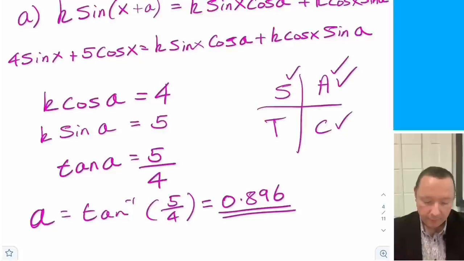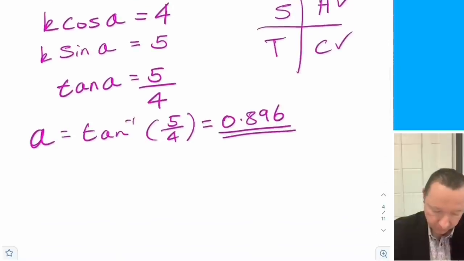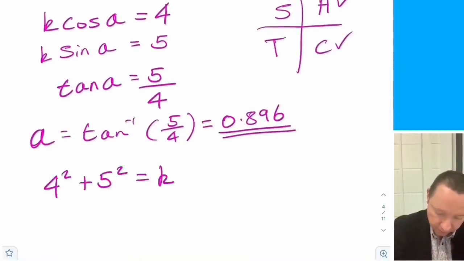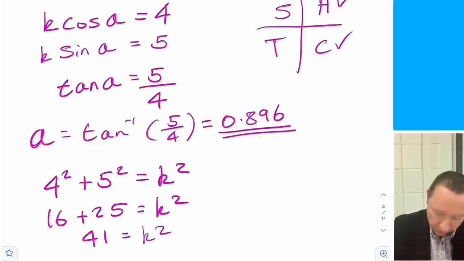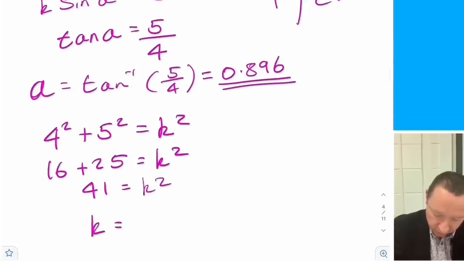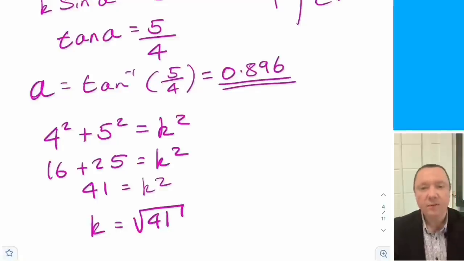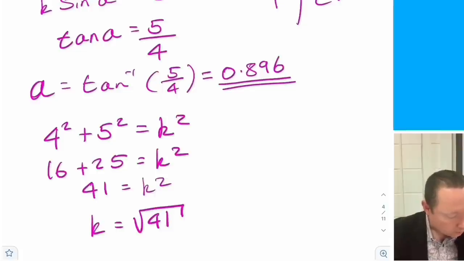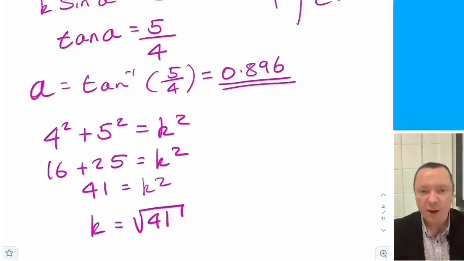Now we need to work out our K. But sine squared plus cos squared equals 1. So that means that 4 squared plus 5 squared equals k squared. 16 plus 25 is k squared. So 41 equals k squared, which means k must be the square root of 41. I'll just leave it as a surd. As long as it's simplified, that's fine. Or you could just square root 41 in your calculator and you'll get 6.4, but better off with an exact value.